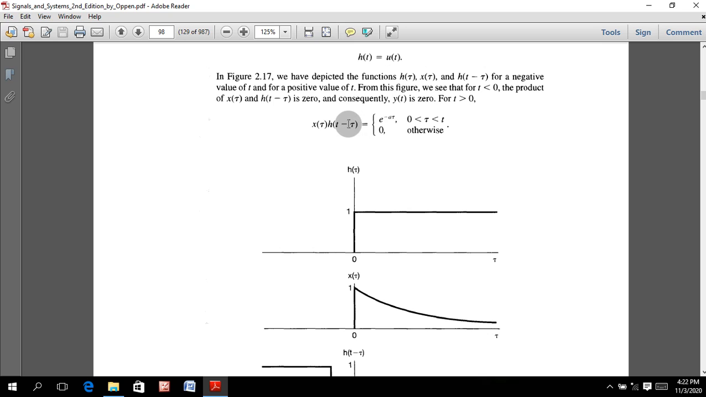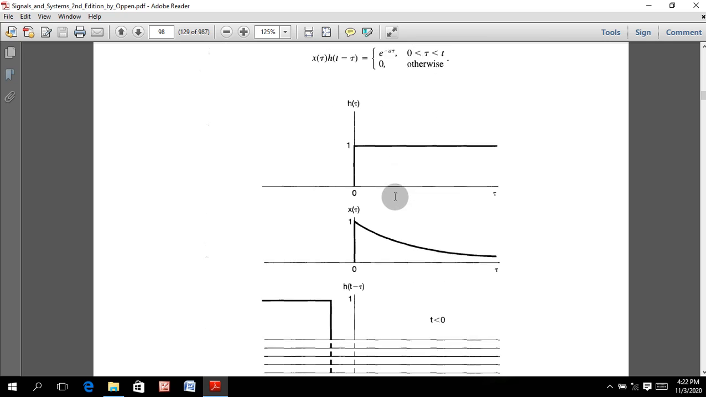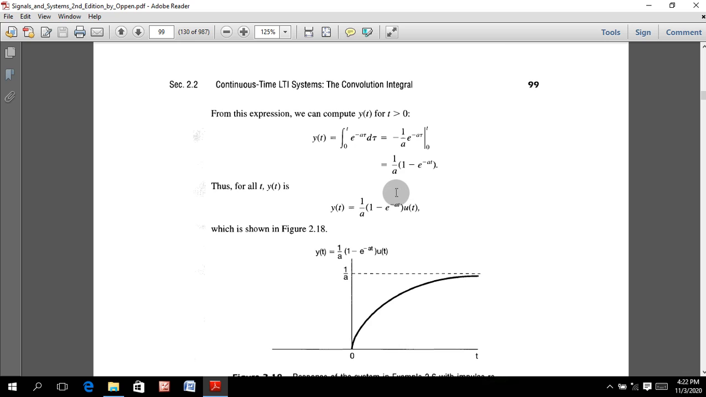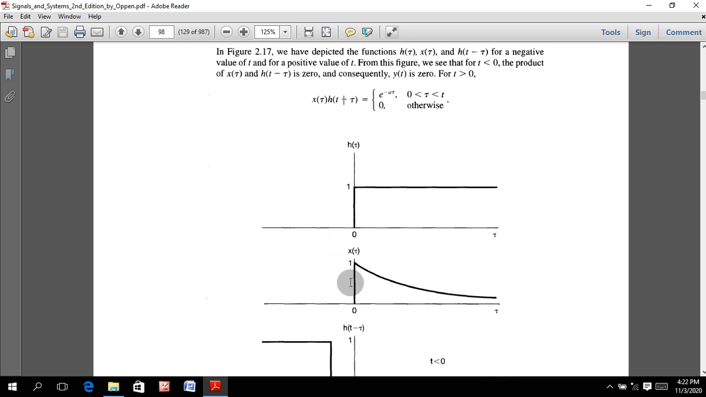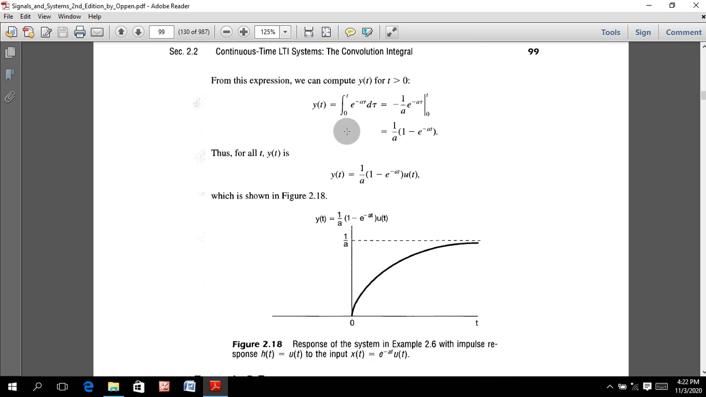First we know that x(tau) into h(t minus tau) is equal to e to the minus alpha tau when the value of tau is in between 0 to t, and it is nothing but the output signal. So if we put the output signal in accordance with this, we will get this as y(t). This is the output signal. For this expression we can compute for t greater than 0.